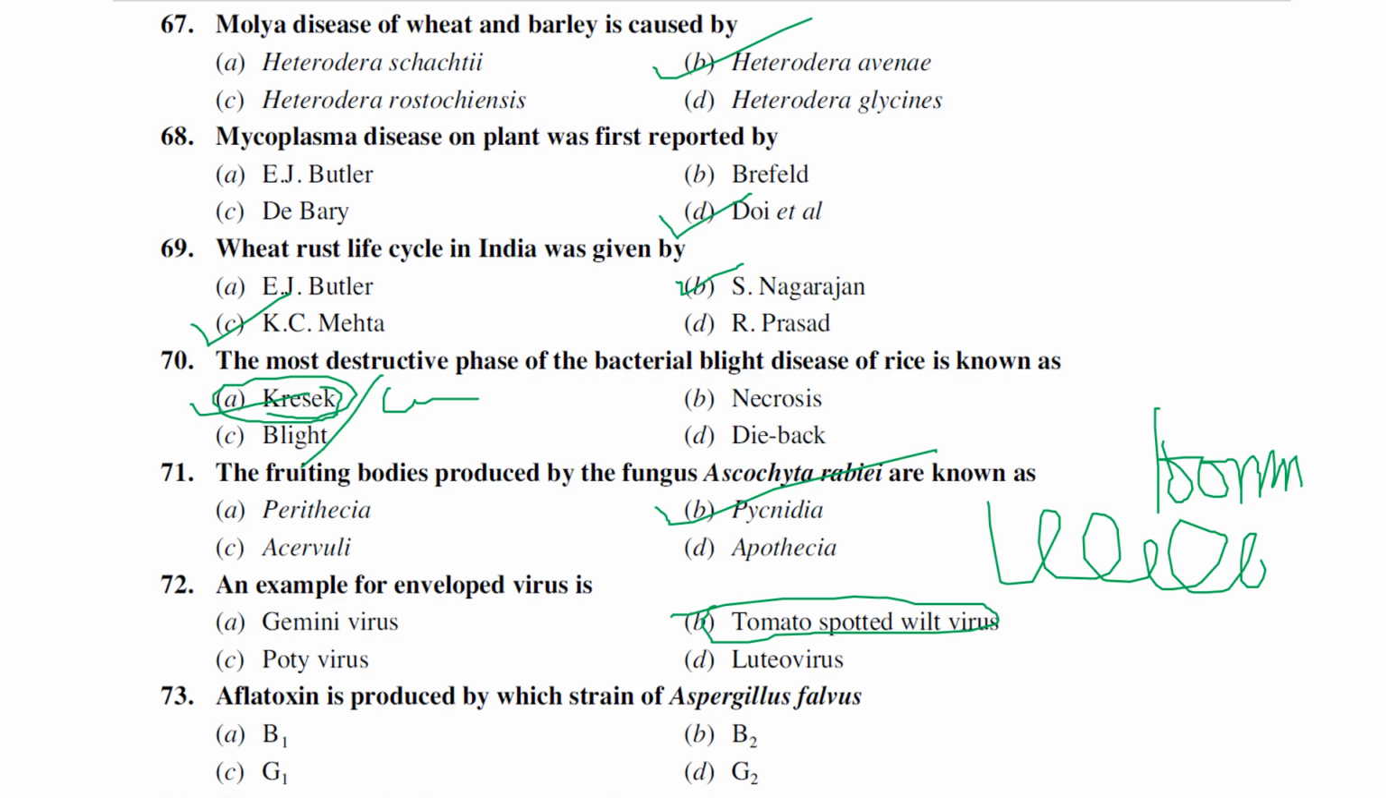And the next one is aflatoxin that is produced by the strains of Aspergillus flavus. There are a couple of strains: B1, B2, G1, G2, M1, M2, like that. Among all the strains, B1 is the most toxic and most destructive strain. Because if the food contains this B1, it ultimately leads to death, not only of people but also animals. Among the strains, this B1 is very toxic and very dangerous.